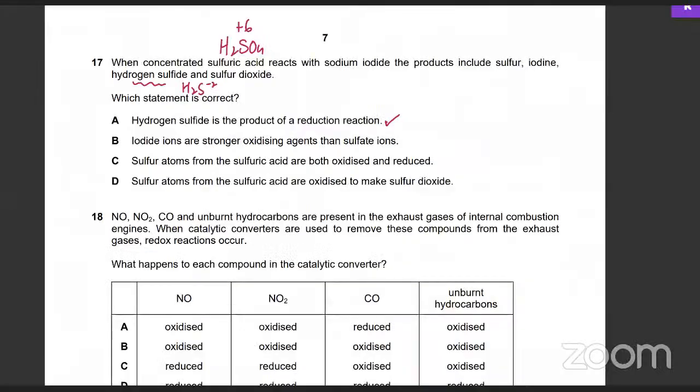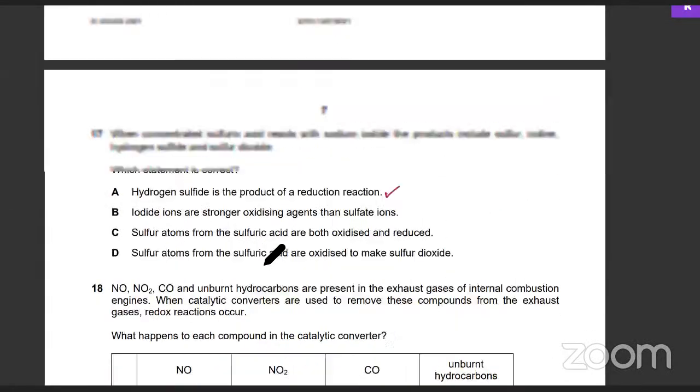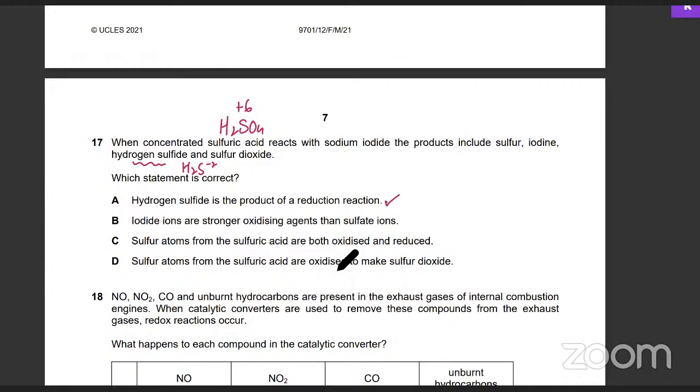Next one. Is this clear? Yes, sir. Yes, sir.